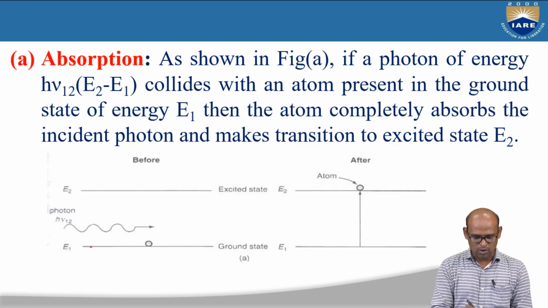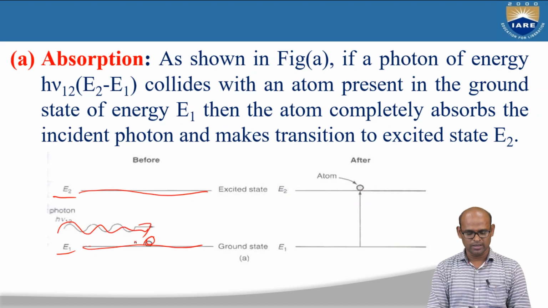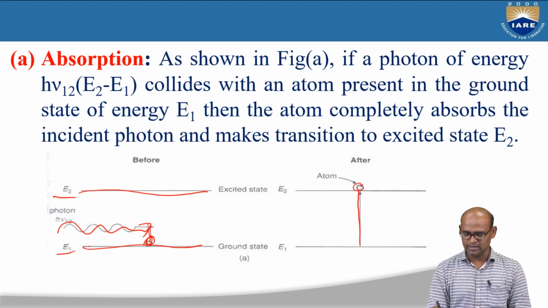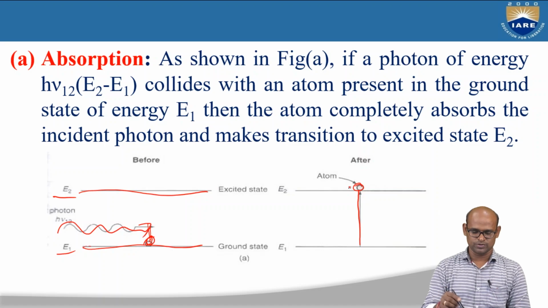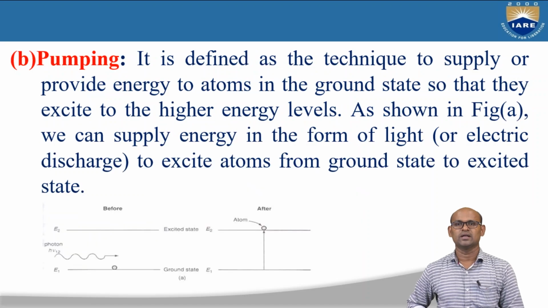So now I have energy level E1 and energy level E2. E1 is the ground state and E2 is the excited state. The atom is present in the ground state. I have given a photon. This is my initial or input photon. So this atom is going to absorb this photon and get excited to the higher energy level. So this is called absorption.